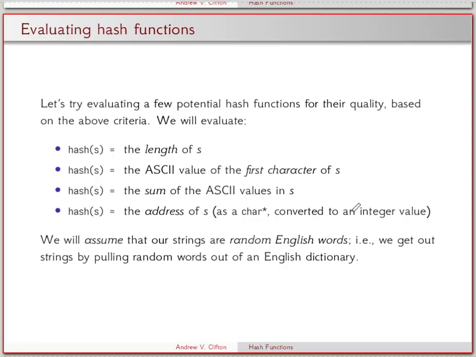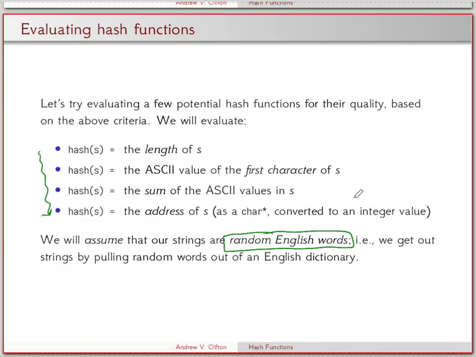Okay, so we're going to try applying those criteria by evaluating a few potential hash functions for their quality. These are roughly in order of basically terrible to not great. None of these are good. So we're going to assume that our strings are random English words. Like we just opened a dictionary file on a computer and pulled out a random word and plugged that into our hash function.